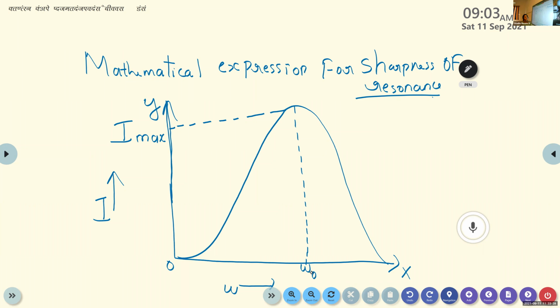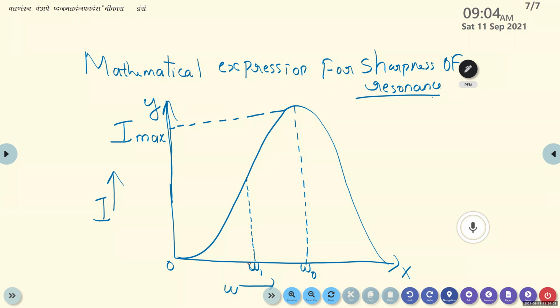Then consider a value of current in the upper half cycle of this peak, corresponding to a frequency of omega 1. We don't know the value of this frequency, so here we consider that this frequency is equal to omega 1.